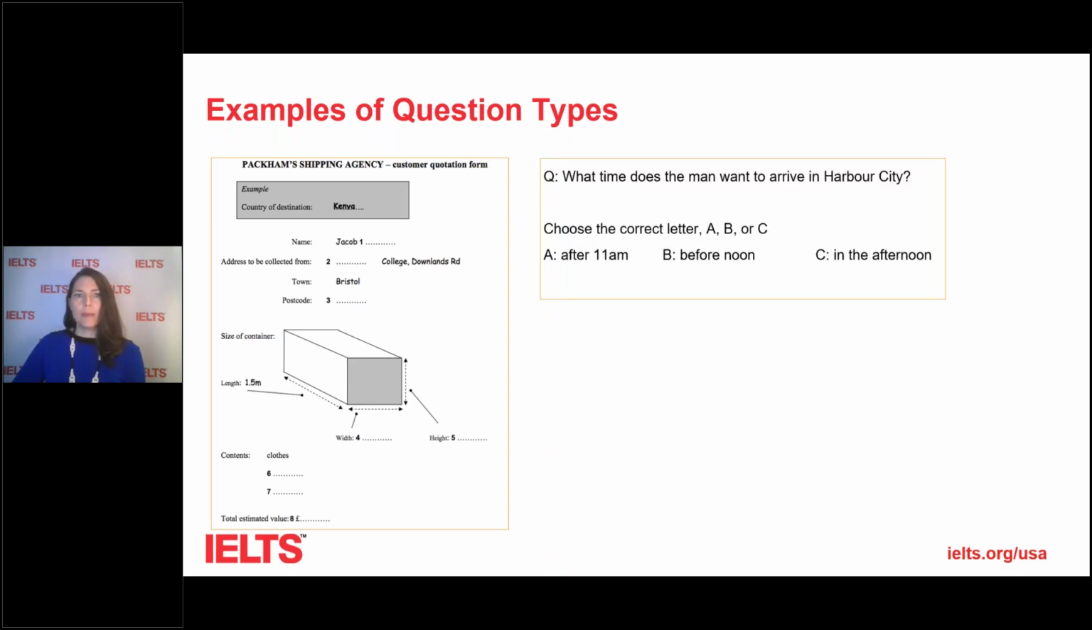Another type of question you might be more familiar with is multiple choice, and you'll be asked several questions and have some answers to choose from. You might have 4 or 5 answers to choose from. And also, one thing to keep in mind is sometimes synonyms are used. And so in the recording itself, it might not say before noon, it might say before 12 o'clock, for example. So you need to be paying attention, not just for the exact words, but for the meaning.